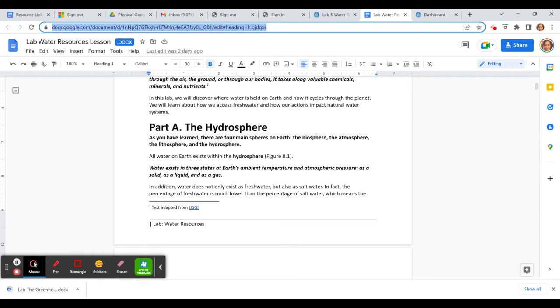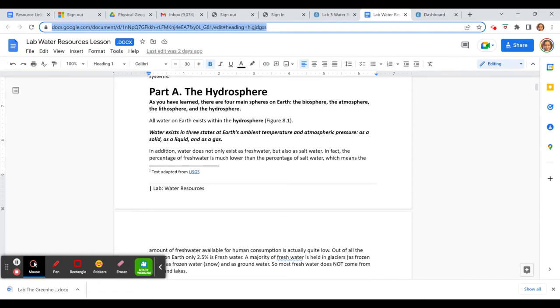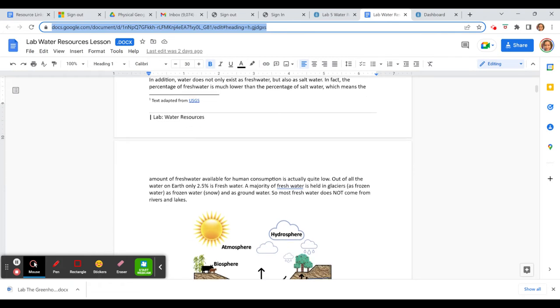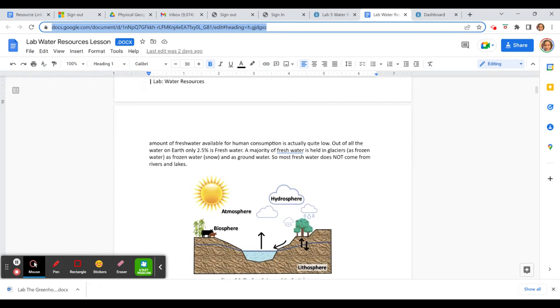Water exists in three states: as a solid, a liquid, and a gas. In addition, water does not only exist as fresh water, but also as salt water. In fact, the percentage of fresh water is significantly lower than the percentage of salt water, which means the amount of fresh water available for human consumption is really low. Out of all the water on Earth, only 2.5% of it is fresh. That's it. Even though a majority of the earth is made up of water, only 2.5% of that is fresh water and ready for human consumption.